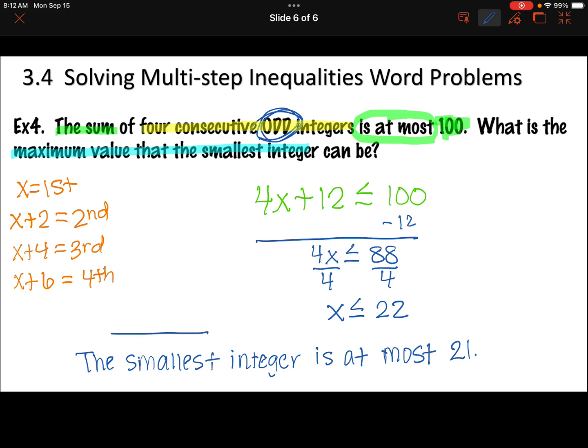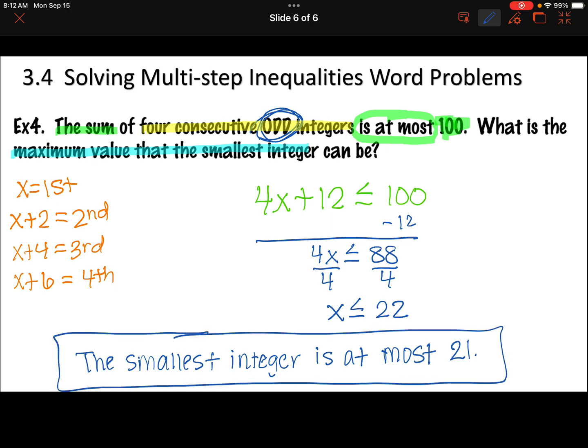All right, so hopefully that helps you see how similar these problems are in setup to our Unit 2 word problems, yet we do have to be very careful when we go to write our final answer. It does take more interpreting and more thinking. So that is the end of today's multi-step inequality word problems notes.